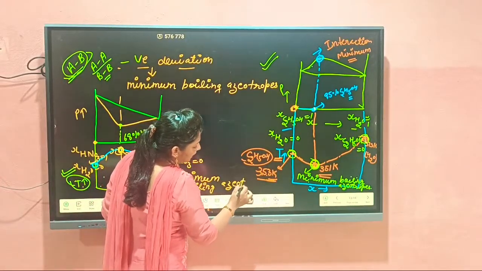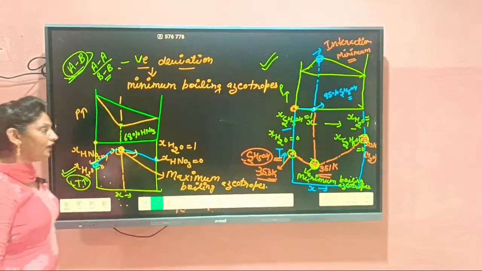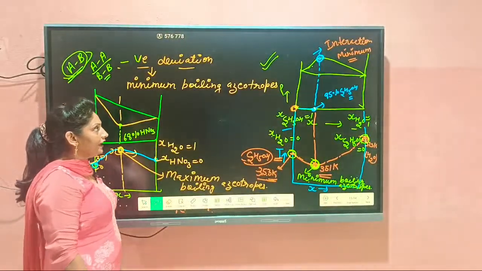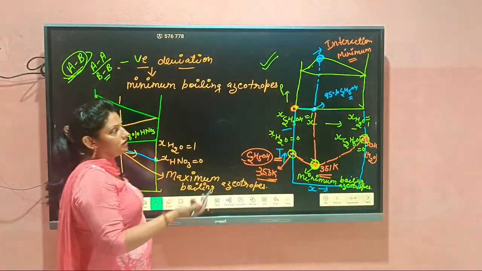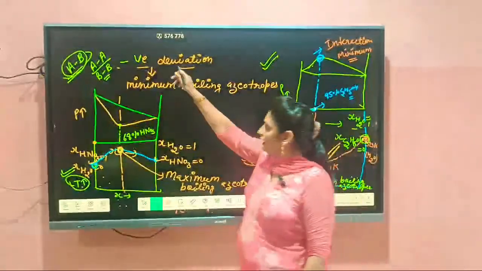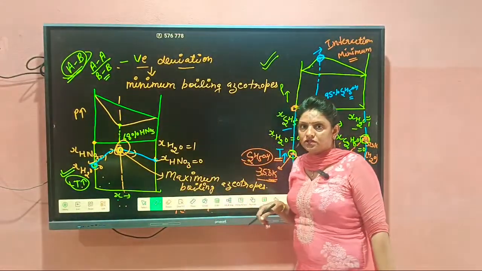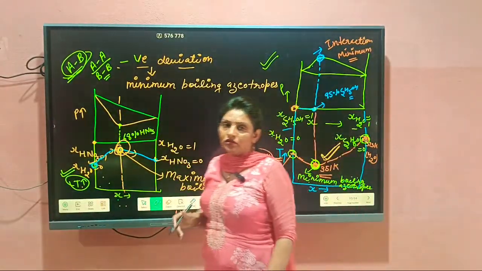So azeotropes are binary solutions of fixed composition. They have a constant boiling point. Positive deviated non-ideal solutions show the minimum boiling azeotropes and negatively deviated solutions show the maximum boiling azeotropes. Okay, so this is all about Raoult's law.